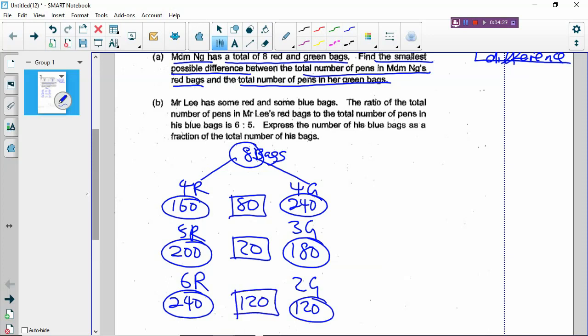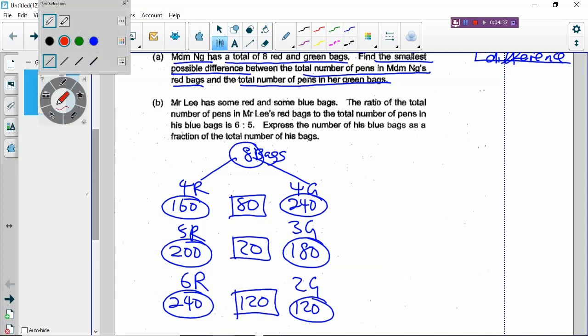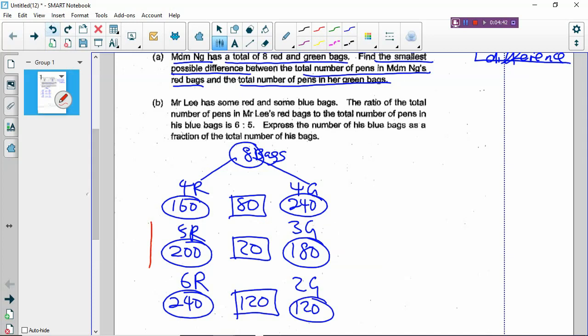So what is the smallest possible difference between the red pens and the green pens that Madam Ng has? The smallest possible difference will be over here. This is the one that we are looking at, because it gives you the smallest possible difference. So the answer is 20. There's a bit of guessing over here. So always remember that if you cannot solve any problem, how about guess and check? It's still a method, even though we may not know what else to use, but don't forget guess and check.